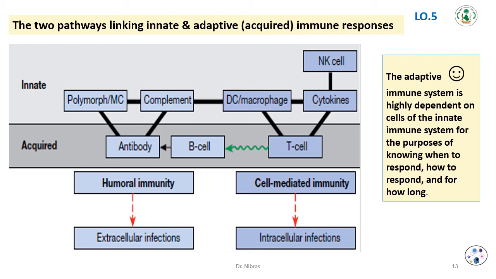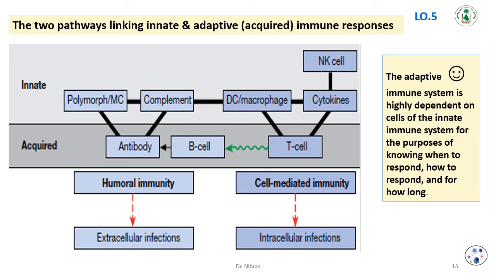The two pathways linking innate and adaptive acquired immune responses. The adaptive immune system is highly dependent on cells of the innate immune system, of course, for the purpose of knowing when to respond, how to respond, and for how long. Here in this figure, innate and acquired immune responses, and how these two pathways link together. In innate, we have polymorphonuclear cells, complement, dendritic cells, macrophages, cytokines, and NK cells.